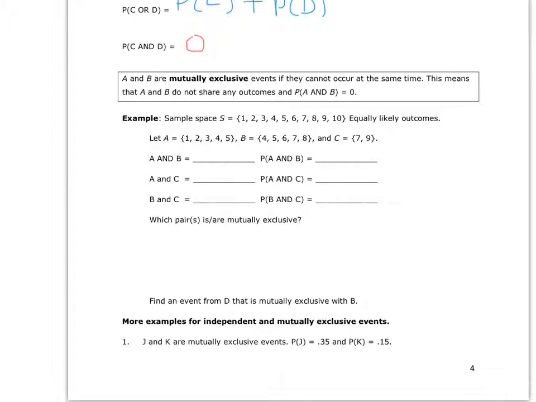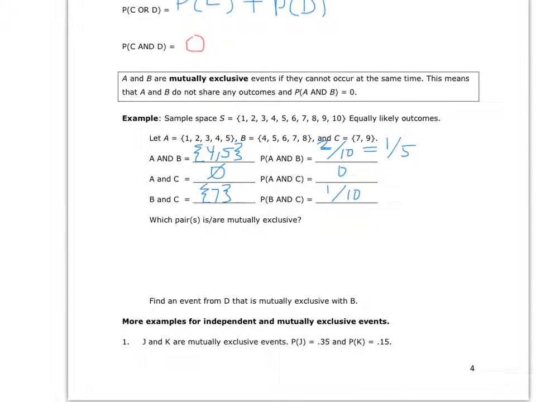Let's look at these events, A and B. We want outcomes that are shared, and it looks like they share 4 and 5. The probability of A and B: there are 2 outcomes over 10, so 2 over 10 or 1/5. What about A and C? They share no outcomes, and so they have probability of 0. B and C? There is 1 outcome, 7, that's in both of those, so the probability of B and C is 1 over 10.